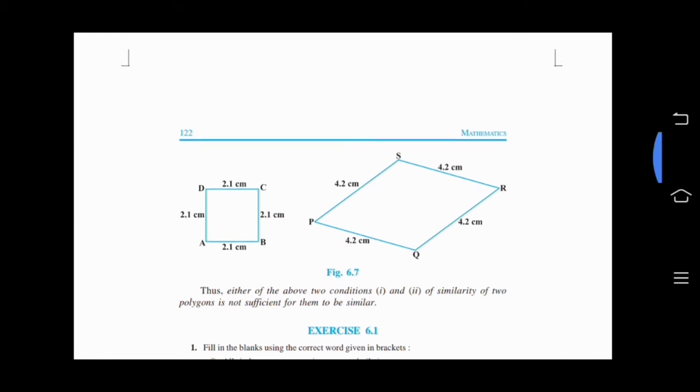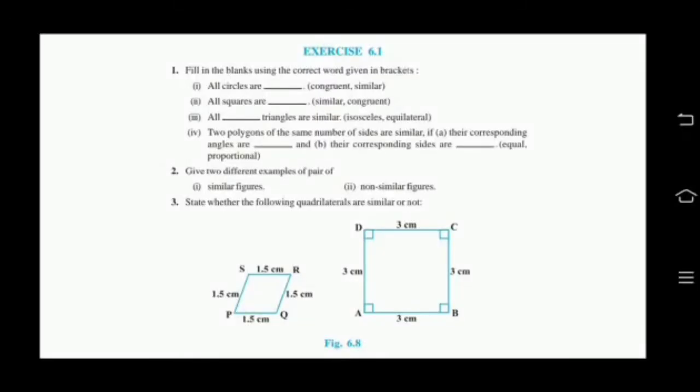Now let's discuss exercise 6.1. In exercise 6.1, first question: all circles are, we have discussed that all circles are similar to each other, right? If two circles are to be congruent to each other, the radius of the two circles should be the same. Now second question: all squares are, we have also discussed that all squares are similar to each other. If two squares are to be congruent to each other, they should have the same side, right?